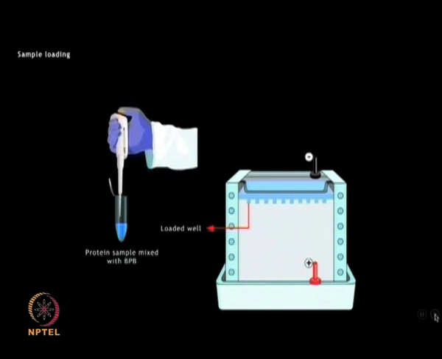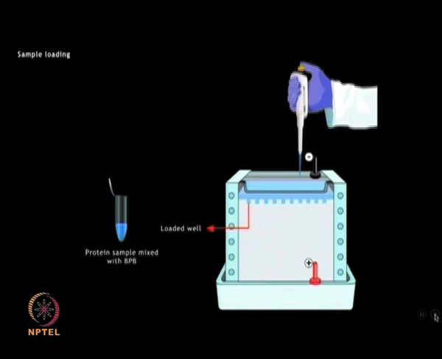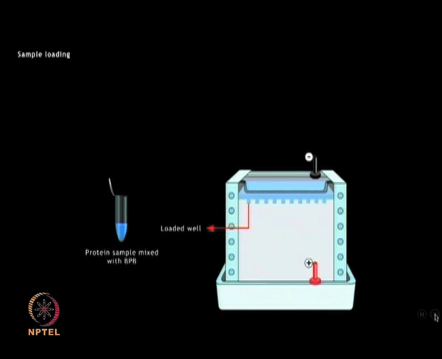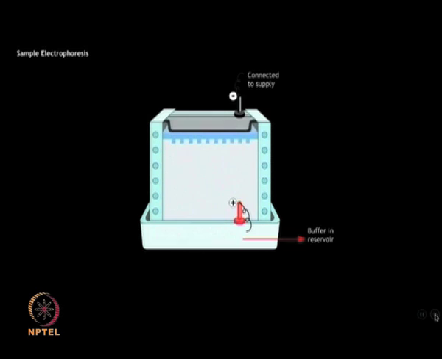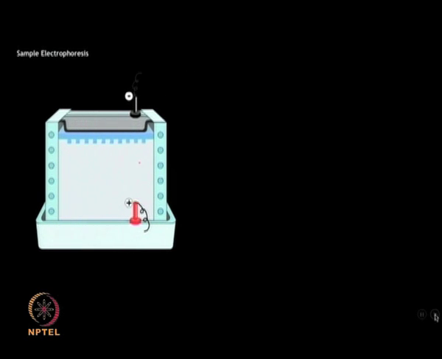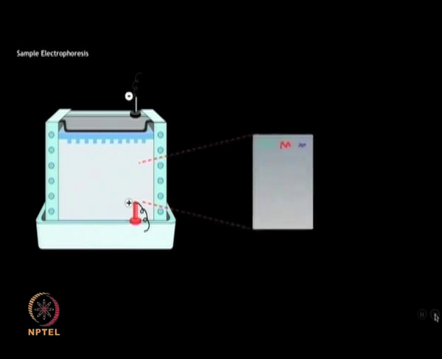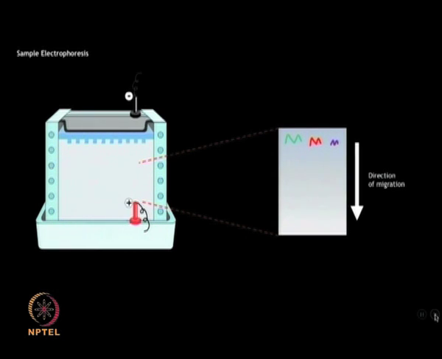Once all the samples are loaded, you can take this unit and move it into an electrophoretic apparatus. A direct current supply between 100 to 350 volts is passed, depending upon the size of the gel, for a time sufficient to separate the protein mixture into discrete bands based on their molecular weight. The progress of electrophoresis can be observed with the help of tracking dye.